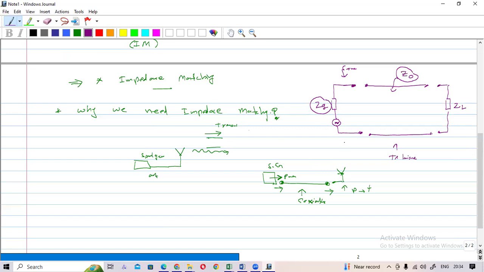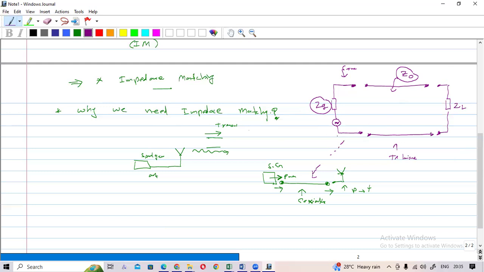So this is very much identical to this scenario. You have the generator, transmission line, and your load is the antenna. This antenna also will have an input impedance. That is ZL. So it is like this. This is the complete transmission case. We have a source, we have a transmission line, and we have a load.